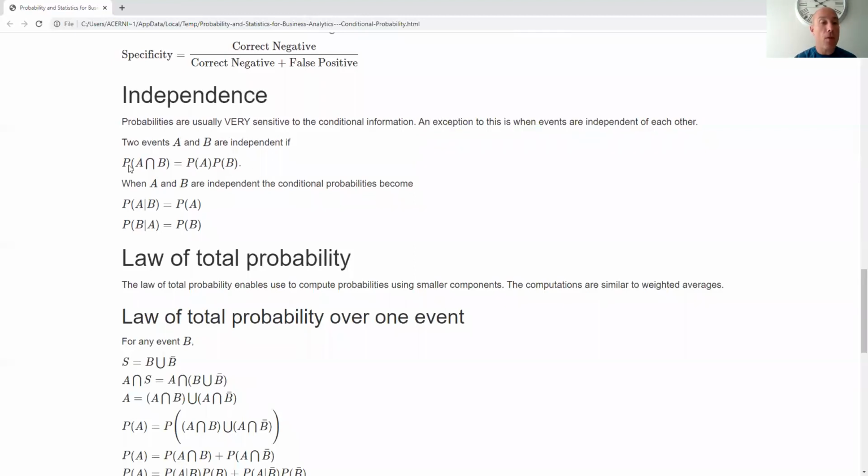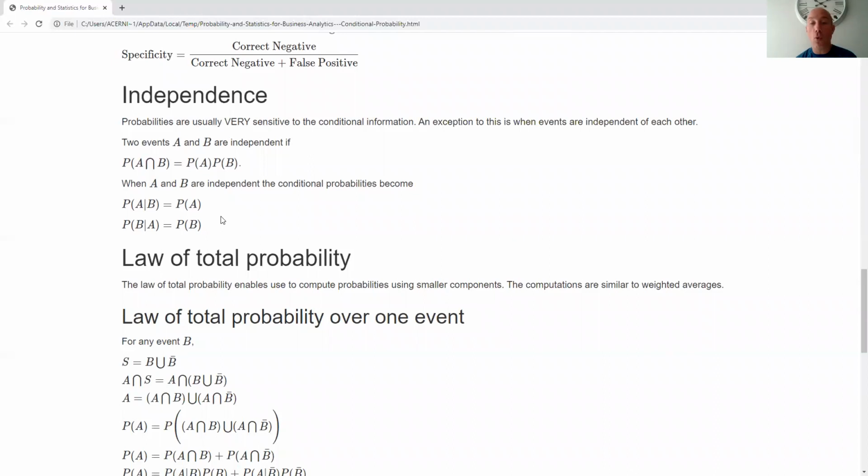So here, we're going to say that two events are independent if the probability of the intersection is equal to the probability of them being multiplied by each other. Okay, so when A and B are independent, then the conditional probabilities just become the regular values. The probability of A given B is equal to the probability of A, and the probability of B given A is just the probability of B. And that comes from using this for the intersection in the formula.